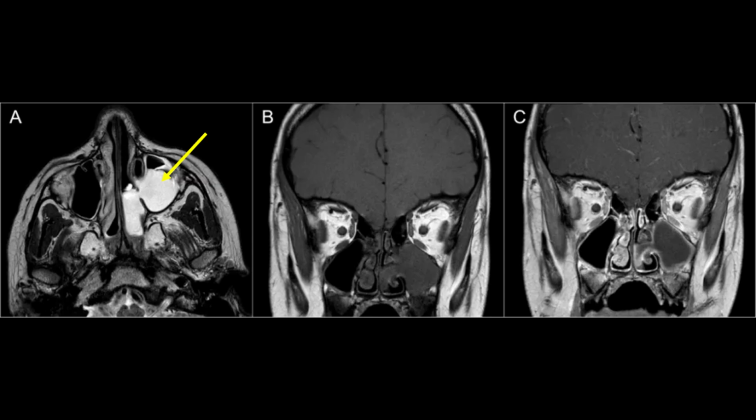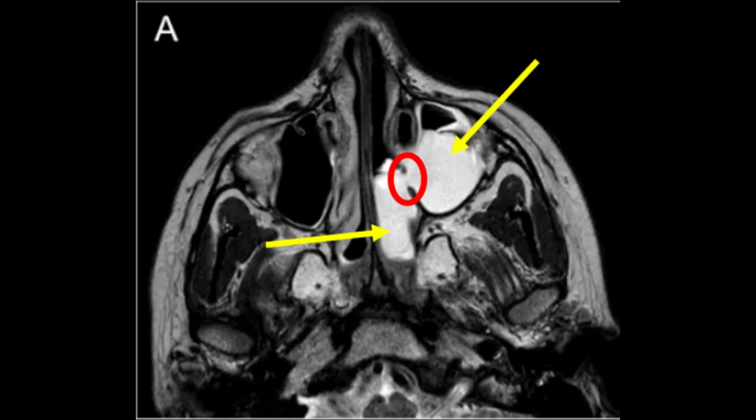MRI of the paranasal sinuses showed a lesion that was hyperintense on T2 weighted images and hypointense on T1 weighted images. After intravenous contrast administration, the lesion demonstrated peripheral enhancement without central enhancement, consistent with its cystic and mucus content. The lesion extended into the posterior nasal cavity and choana through an accessory drainage ostium.